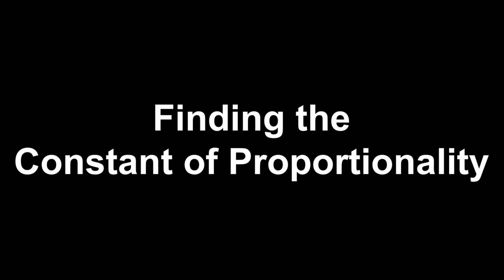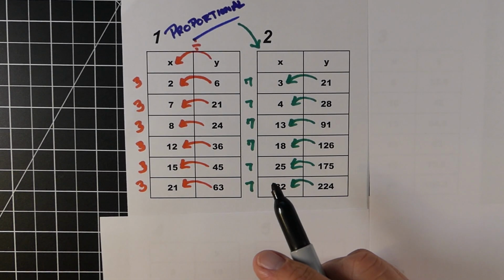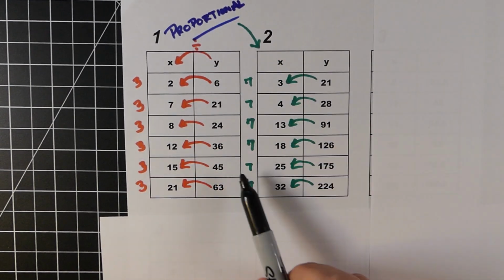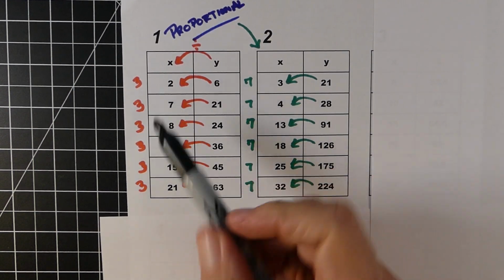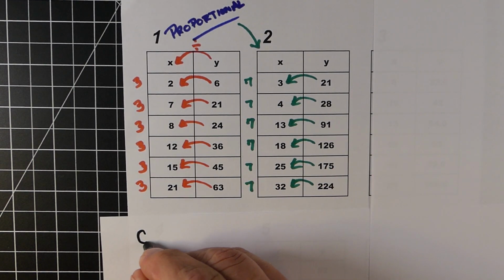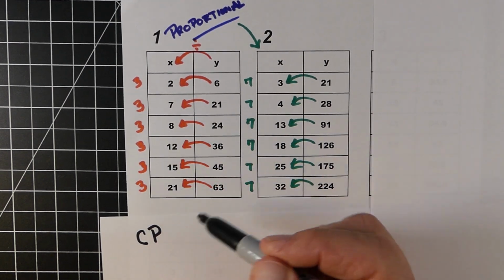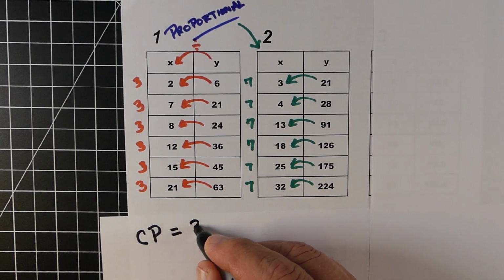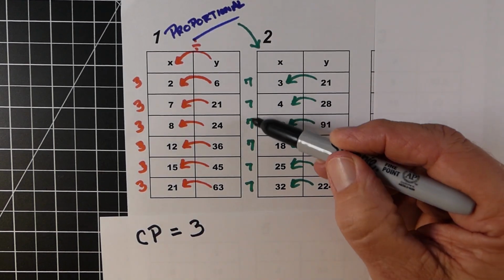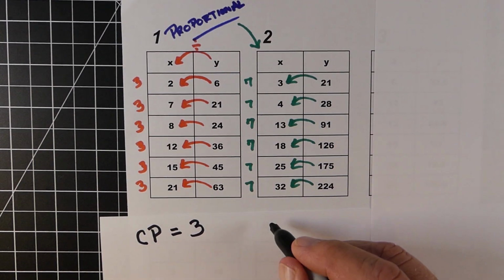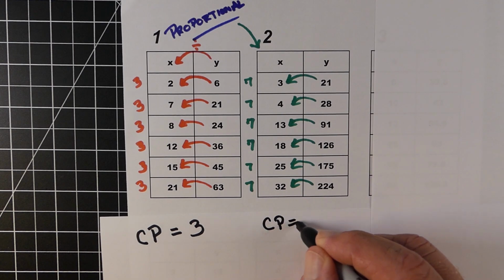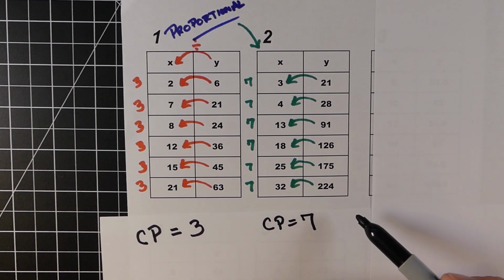Once you know a table is proportional, finding the constant of proportionality is a piece of cake. So let's look at our two tables that were proportional. On the one on the left, every single time we divided the y by x, we got the number 3. The 3 is our proportion, or our constant. Same thing here on table 2. Every time we divided, we got the number 7, so the constant of proportionality is just 7.